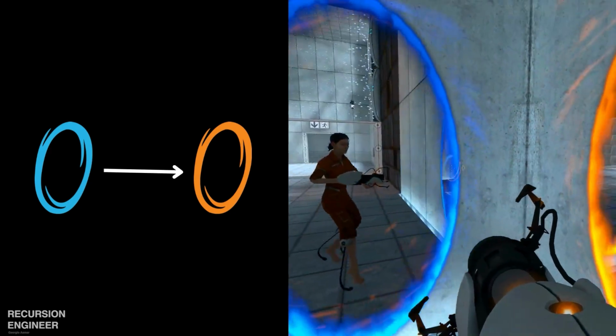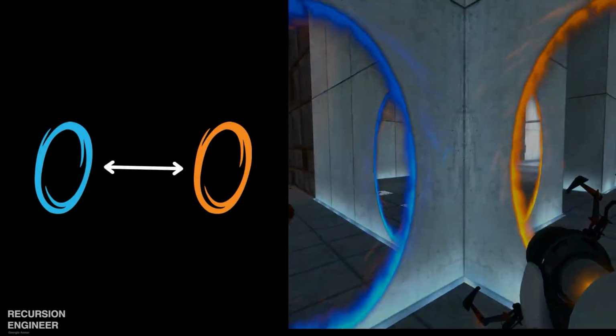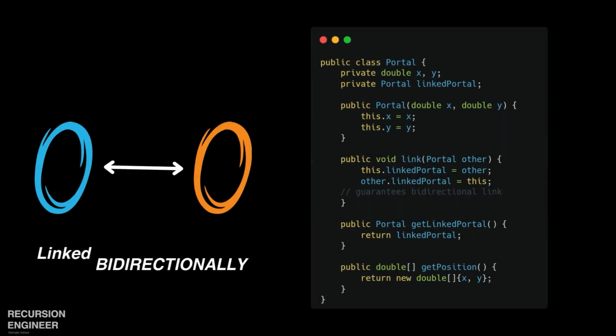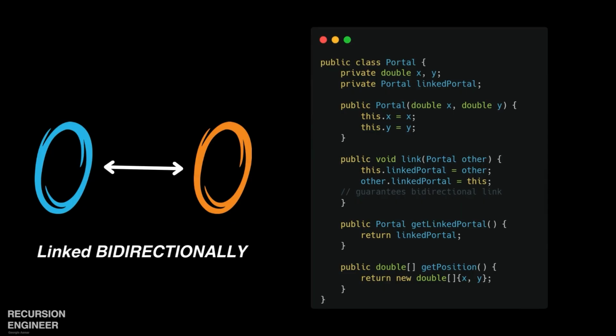Portals aren't generally a one-way ticket. They work both ways, and thus must be linked bidirectionally, as demonstrated in this example. This is why the link method sets the linked portal field of each portal to reference the other portal.